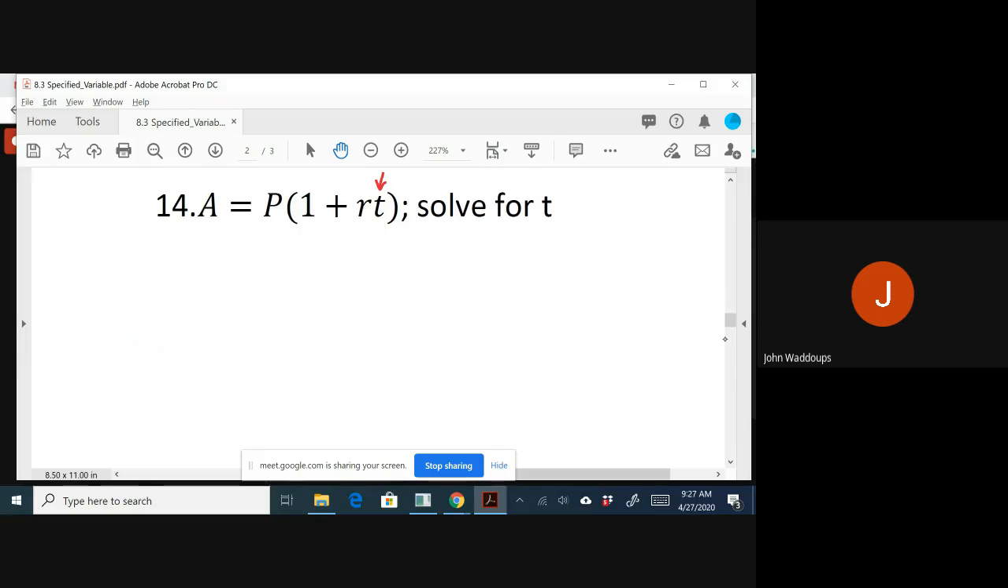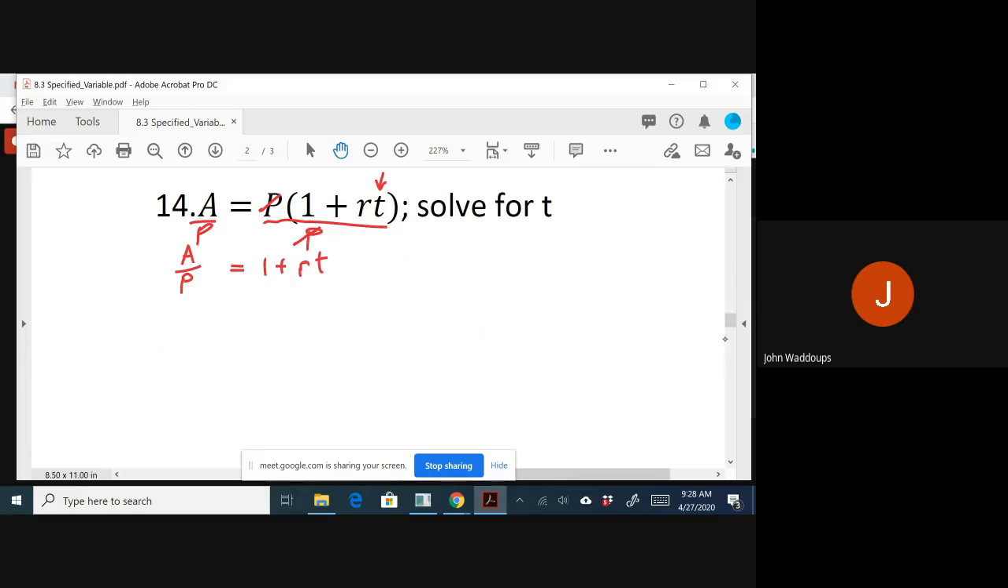So to get rid of p, because it's outside the parentheses, it means it's multiplying everything in the parentheses. So the opposite of multiplying would be to divide by p. And that would cancel the p. So then on the left we have a divided by p is equal to 1 plus rt on the right.